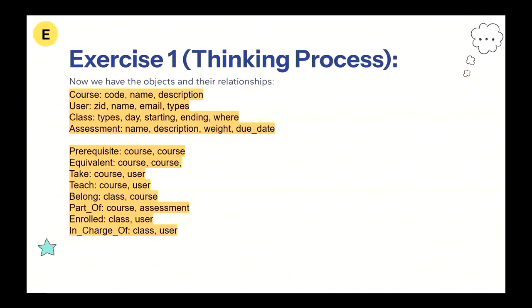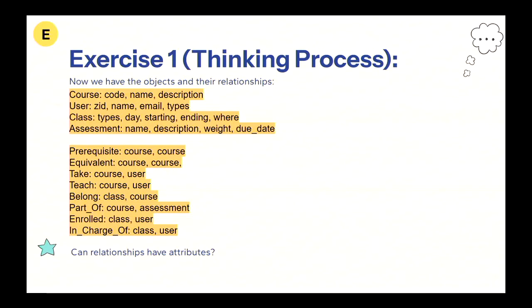And we have the relationship of belong. A class could be belonging to a course. And we have the relationship of part of. An assessment could be a part of a course. And we have the relationship of enrolled. A user is enrolled in a class. And lastly, we have the relationship of in charge of. A user, like a lecturer or a tutor, could be in charge of a class. So these are the relationships.